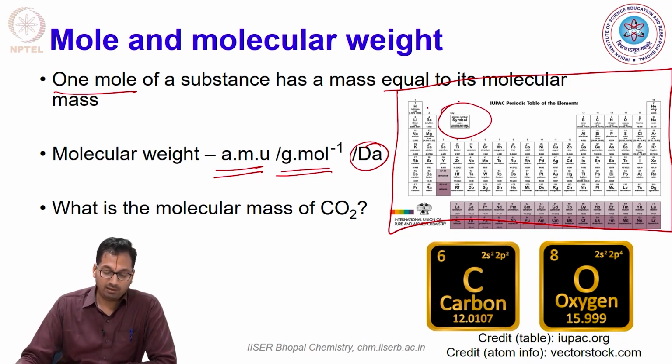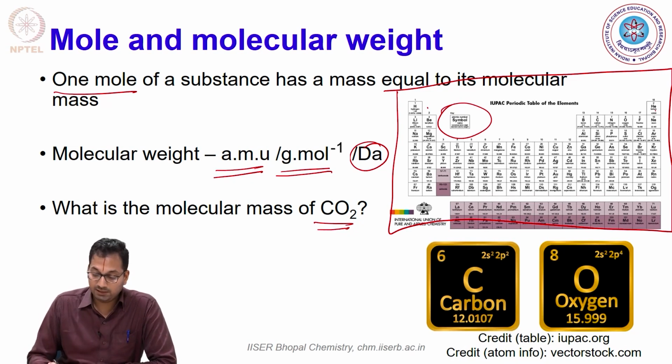Let's take for an example, what is the molecular mass of carbon dioxide? And as you see here in the periodic table, it's given by the mass number down here. The mass number for carbon is given as 12 AMU approximately, and that of oxygen is given as 16 AMU. This indicates the total number of electrons that is present, while the mass number is indicated by the mass of the protons and neutrons that are present in the nucleus.